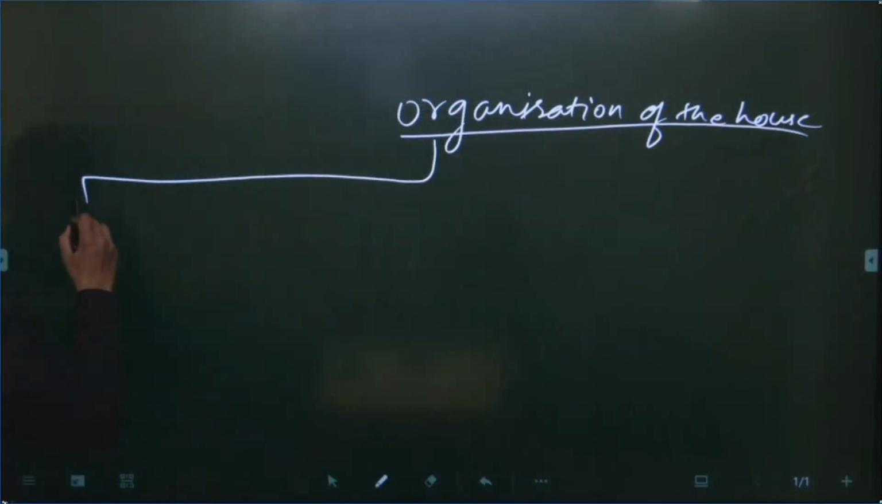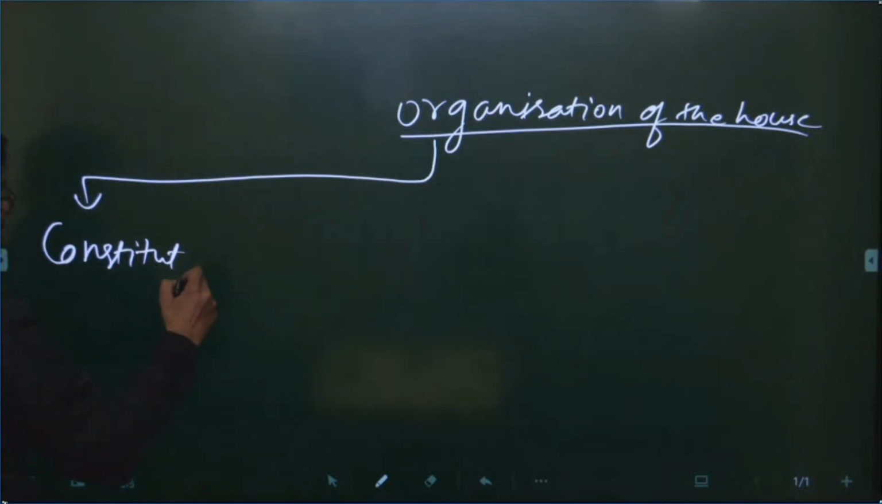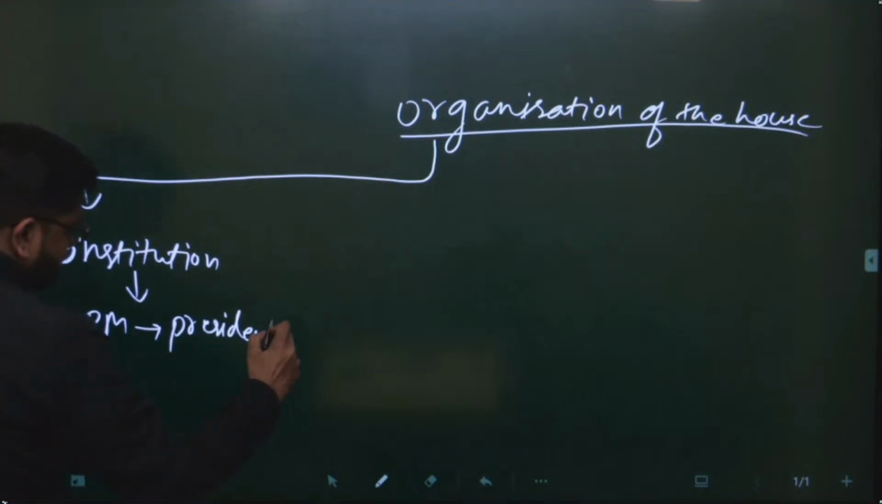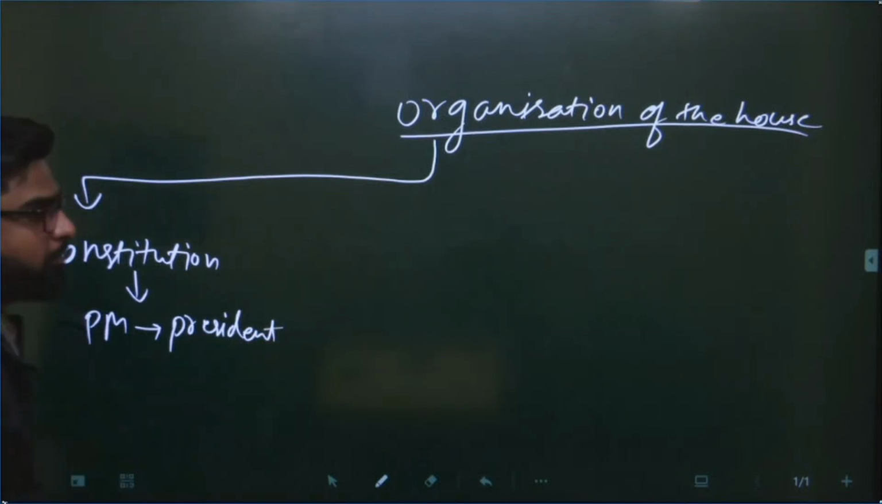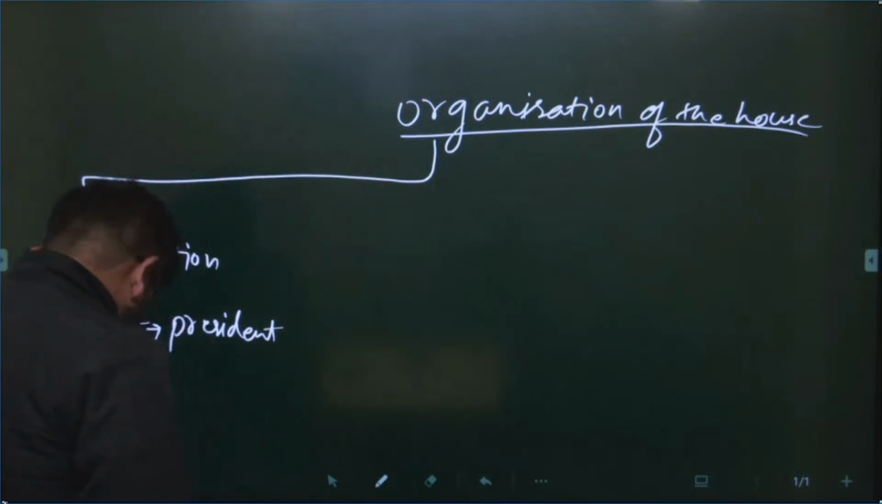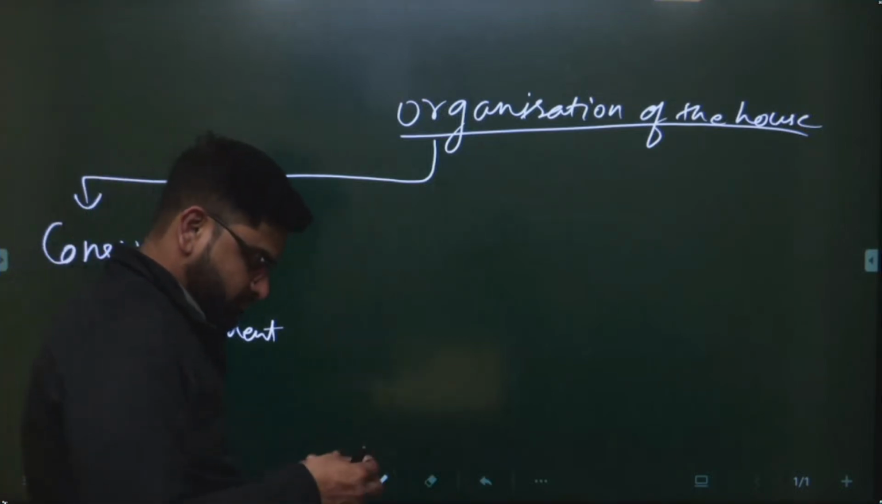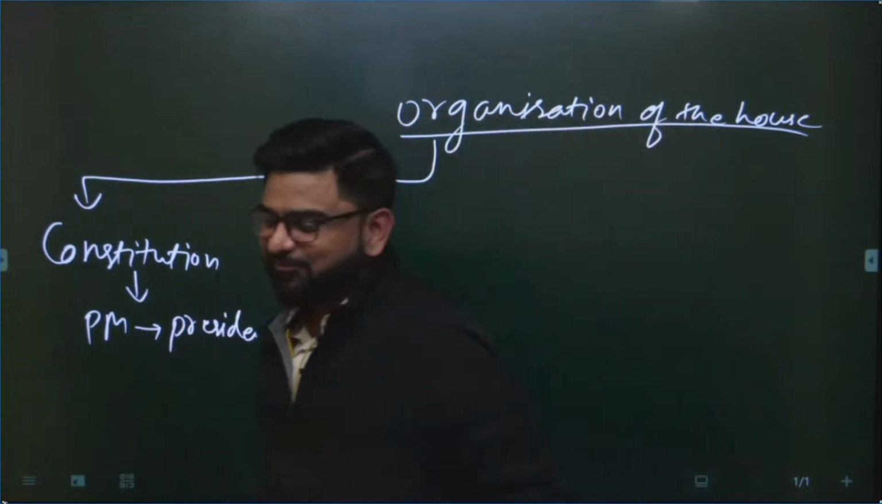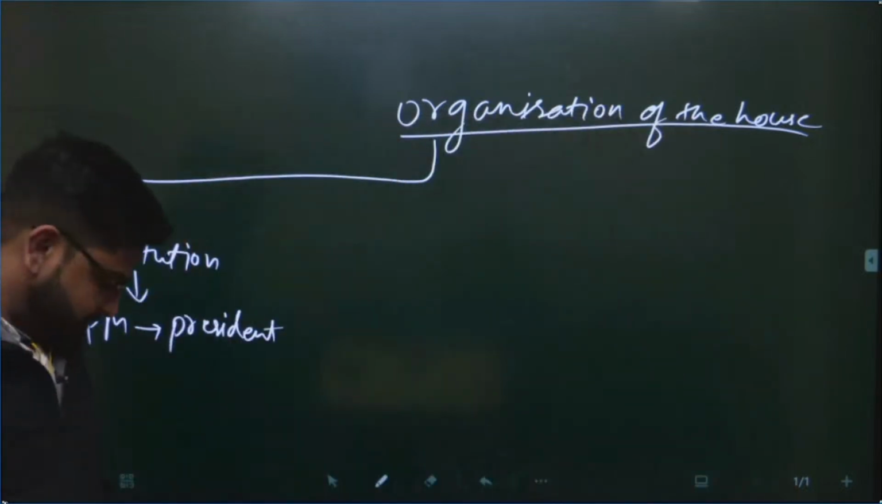First is the constitution of the house, meaning when the house will be constituted. Here basically the prime minister tells that to the president. Now this is the problem. Why is this the problem?